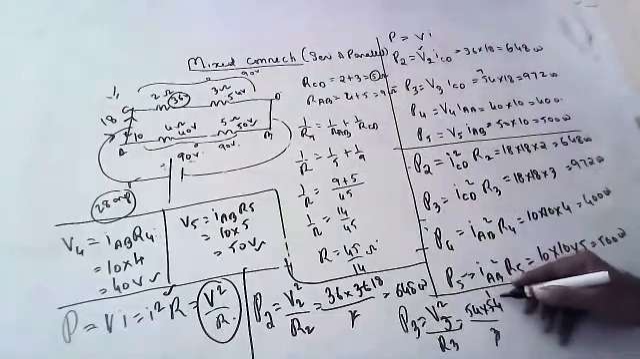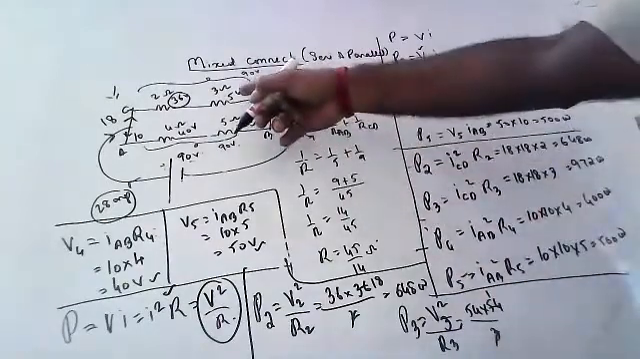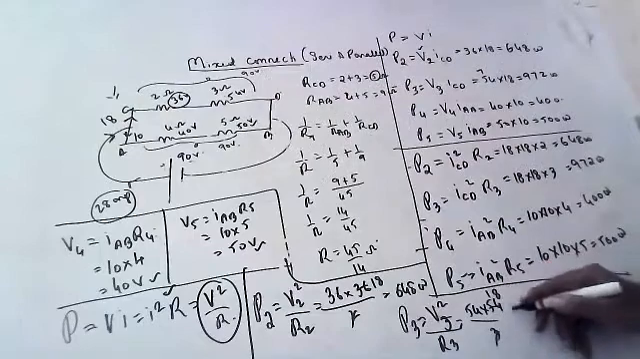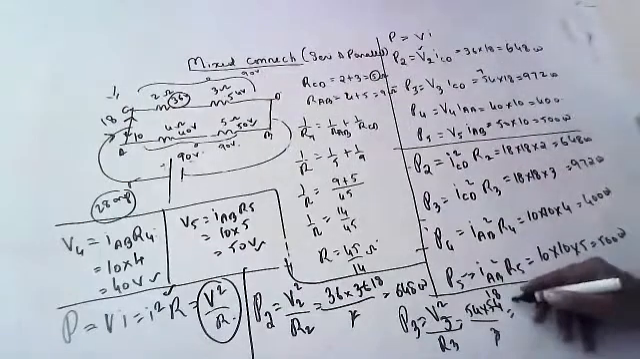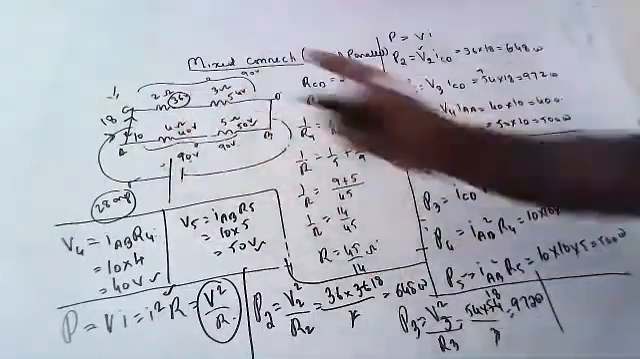How much are you getting, children? 54 only, is it? 54. Got it? 54 into 18. So 54 into 18 is 972 watts. Same answer you are getting. Please check, children. Okay, next, P4.